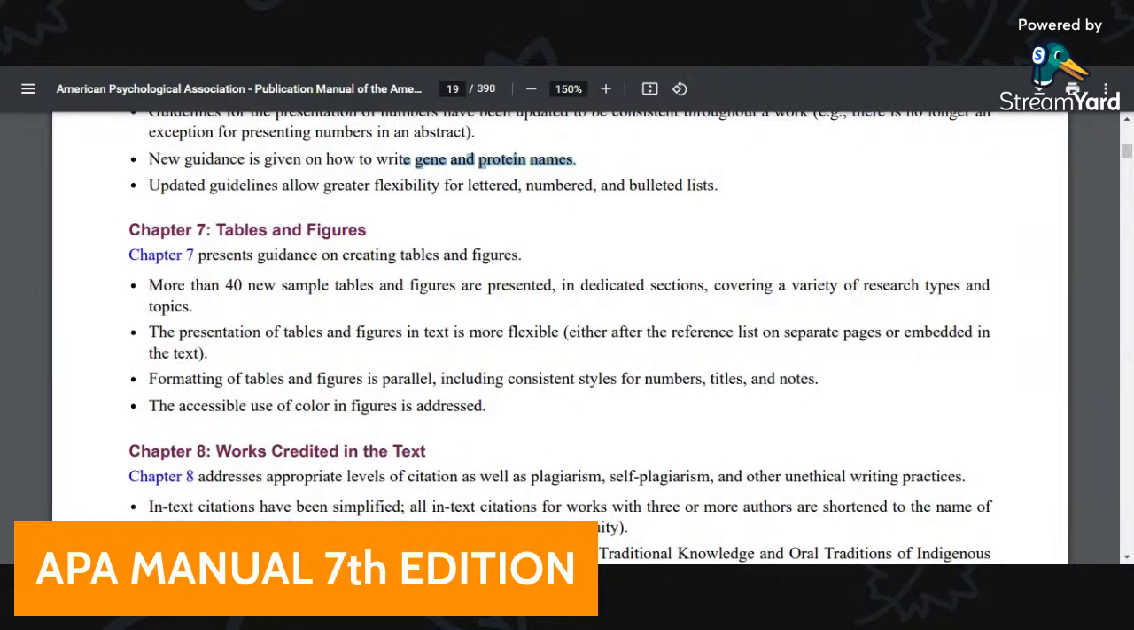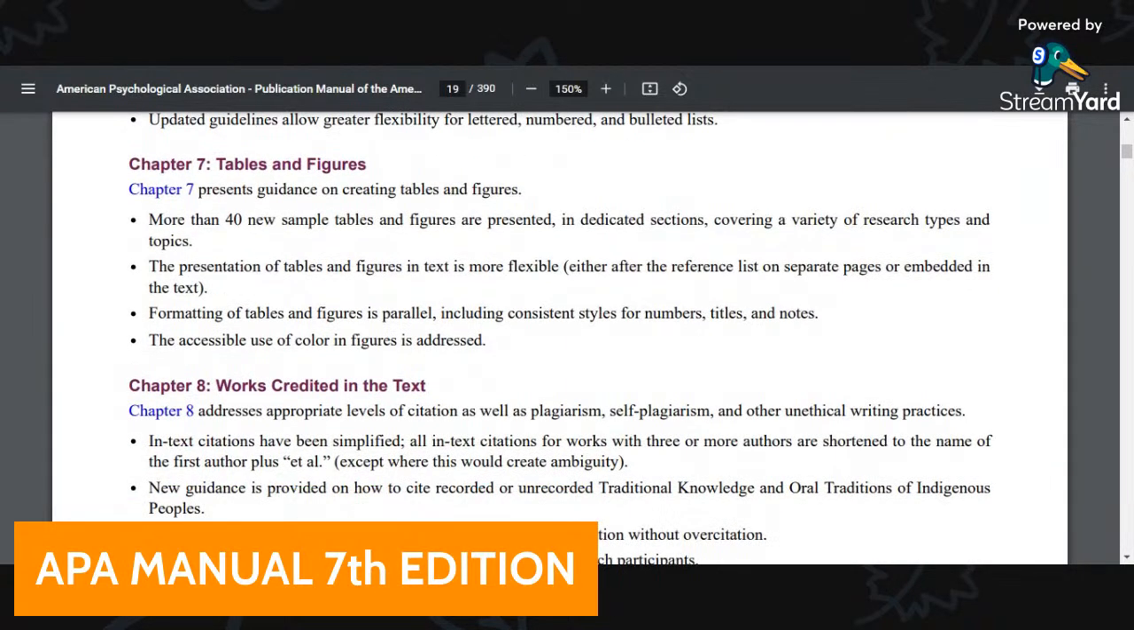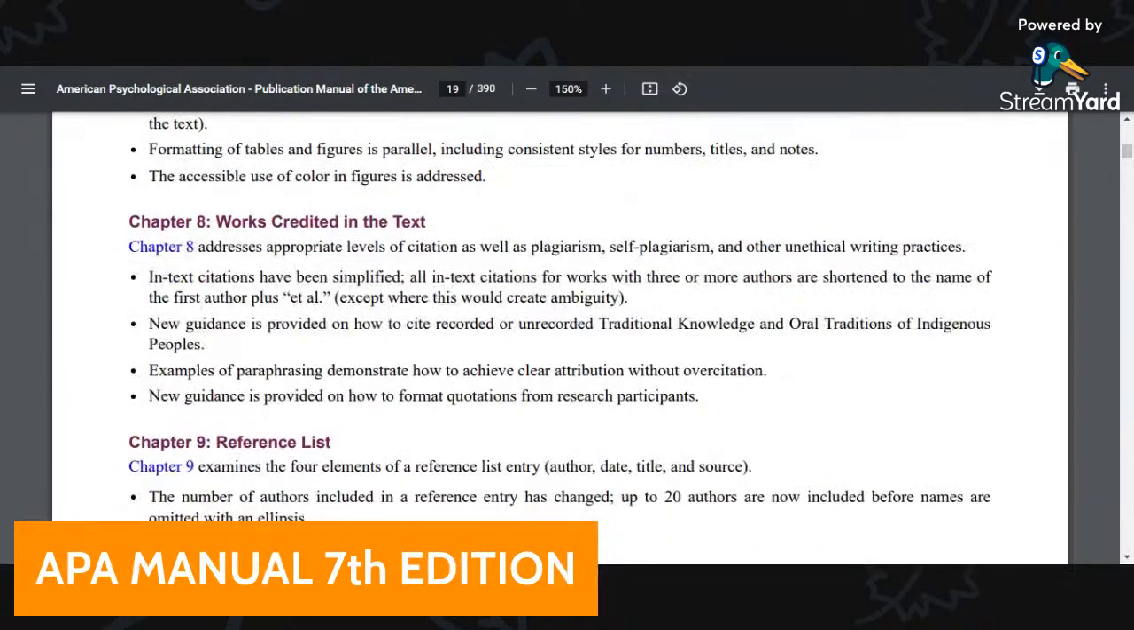Accessible use of color in figures is addressed. Formatting of tables and figures is parallel, including consistent styles of number, titles, and notes. More than 40 new sample tables are included in the seventh edition too. Was credited in the text. So if we want to credit anybody's work in our text, how should we use it?